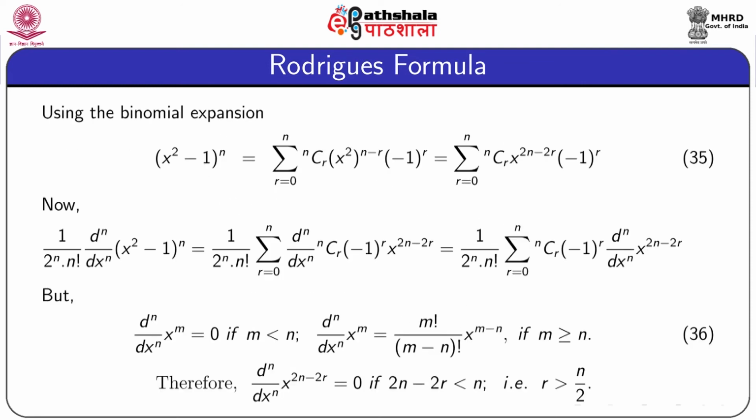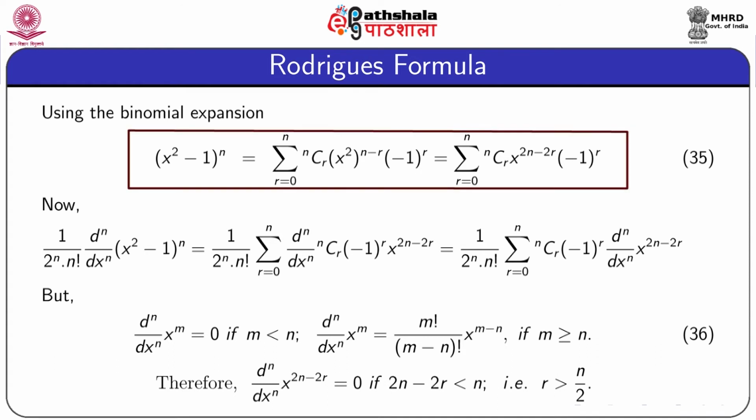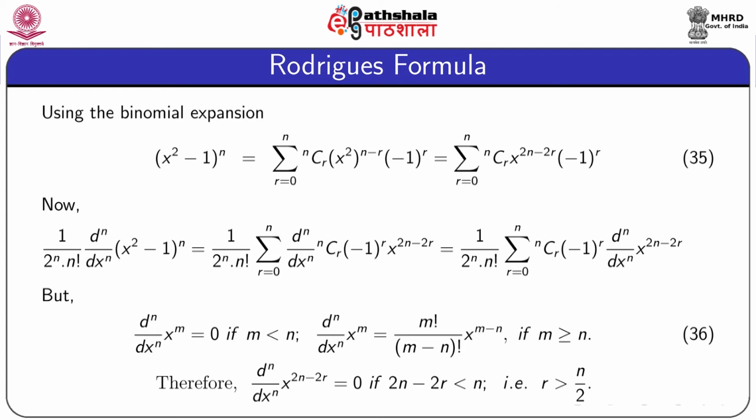We use the binomial expansion of (x² − 1)ⁿ, which is equal to the summation r = 0 to n of nCr (x²)^(n−r) (−1)^r, which we can simplify as nCr x^(2n−2r) (−1)^r. We now take the right-hand side of the formula, that is 1/(2ⁿ n!) times the nth derivative of (x² − 1)ⁿ, where we replace (x² − 1)ⁿ by expression number 35.